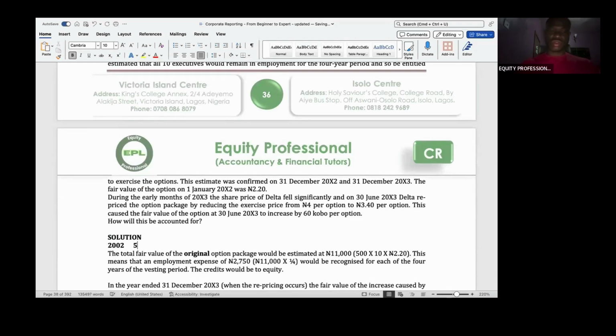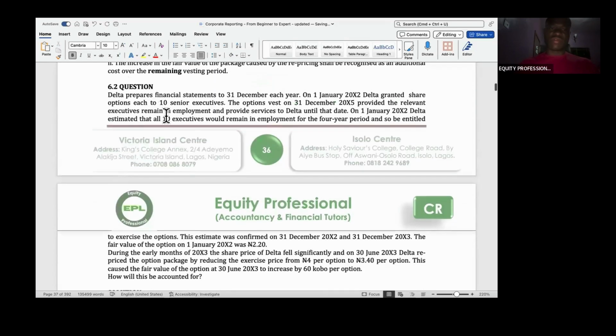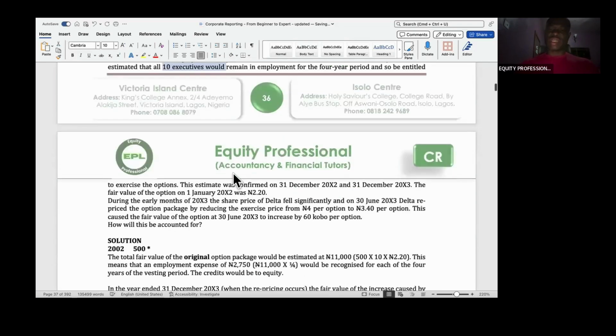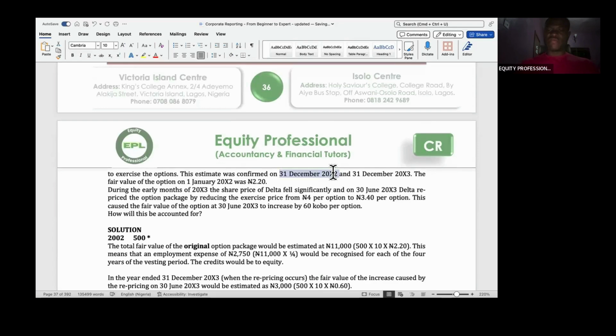We have 500 options. And the estimate of vesting was that all the executives will vest. And they had confirmed that at the end of the first year. So that means the estimate is 10. Everybody will vest. And this is the fair value of the option, 2.2 naira.